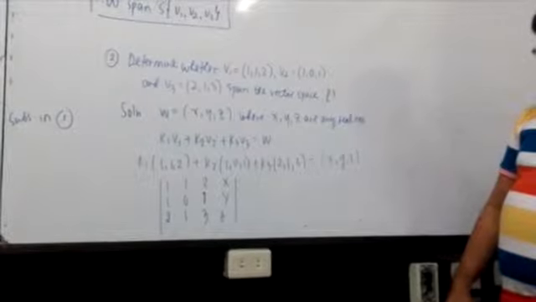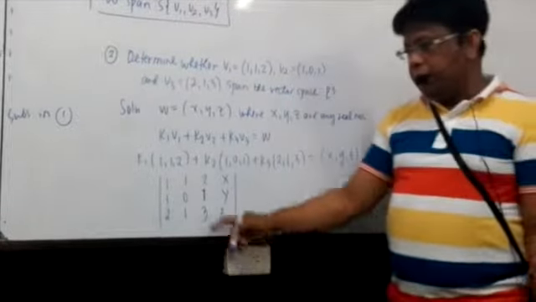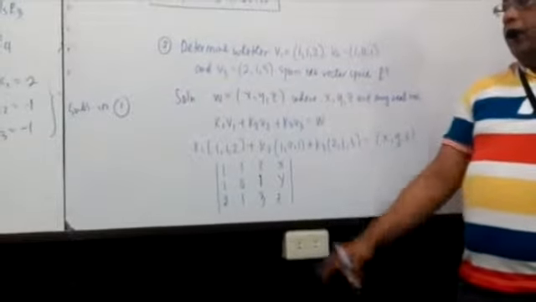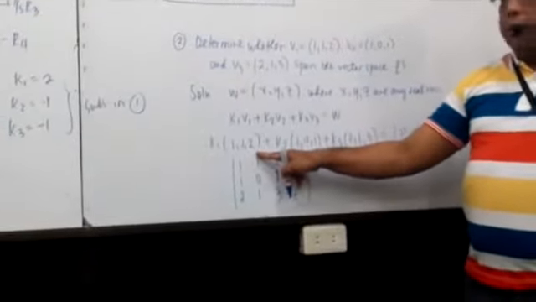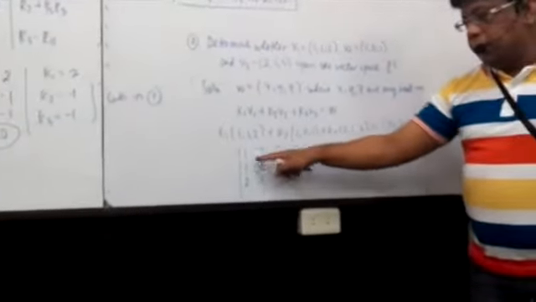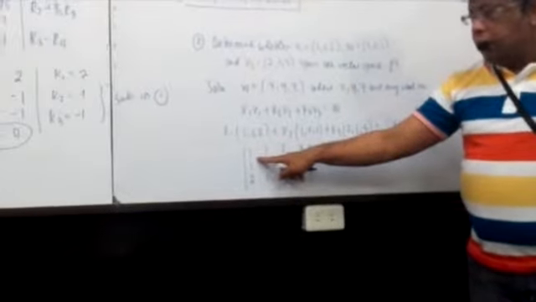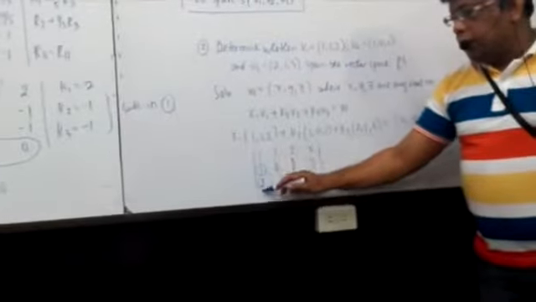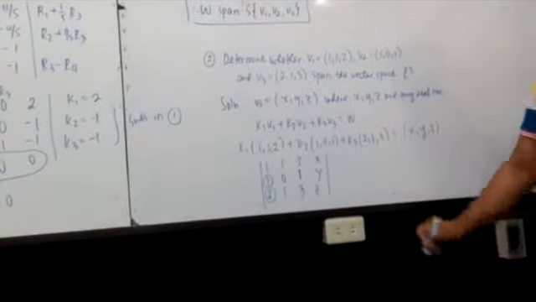Okay? So we're going to transform the matrix into RREF or reduced row echelon form because we're going to find K1, K2, and K3. So what will then be the operation here? We've already got a leading 1 in the first column. So we go now to the other elements, which are 1 and 2. Let us transform them to become 0.